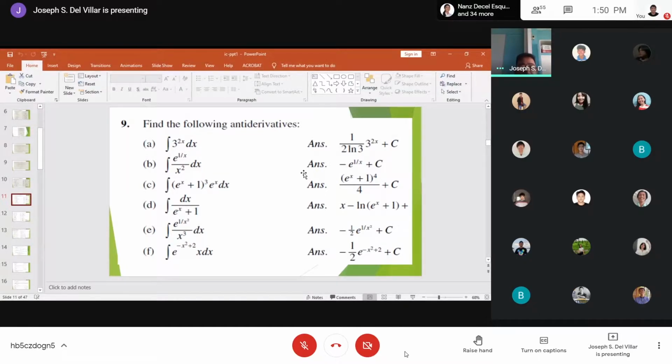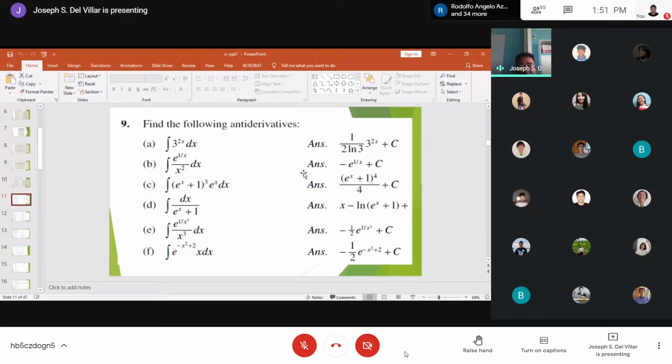No? So when I ask for differential, laging may dx. Okay? Okay, that's correct. That is e to the x dx. So as you can see from the given, it's already exact differential. Right? Kasi nandiyan na yung e to the x dx.